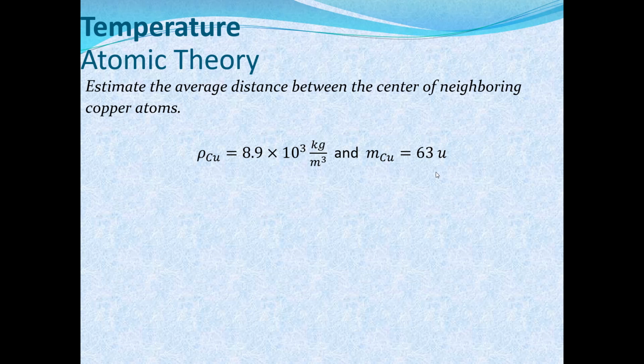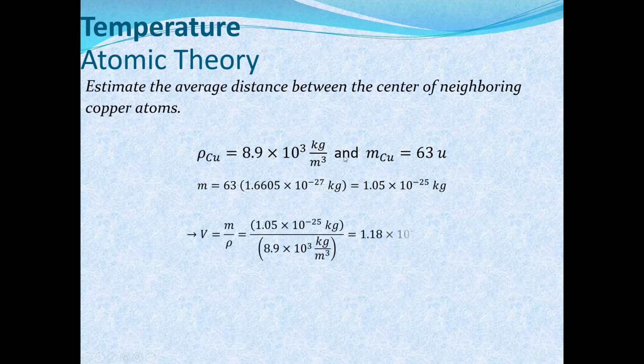All right, so based off of this, they give us density and they give us mass. The only thing I could think of that relates the two is the density equation, mass divided by volume. So let's start with that. We're going to have to take the AMUs and convert them into kilograms, since density is measured in kilograms. And then let's find the volume. I get that the volume is this many meters cubed per atom.